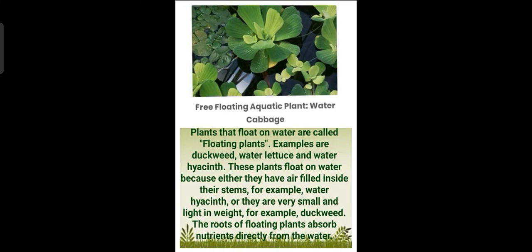Last, floating plants. Plants that float on water are called floating plants. Examples are duckweed, water lettuce and water hyacinth. These plants float on water because either they have air filled inside their stems, for example water hyacinth, or they are very small and light in weight, for example duckweed. The roots of floating plants absorb nutrients directly from the water.